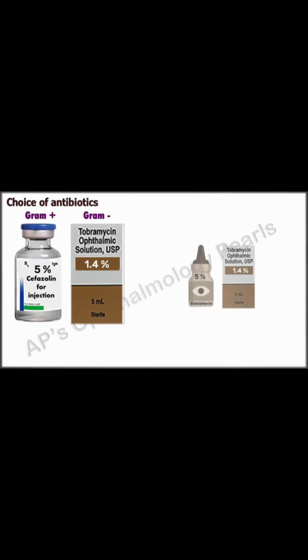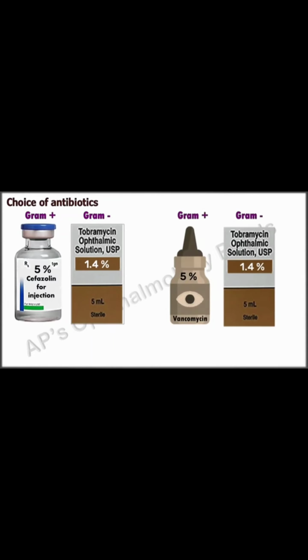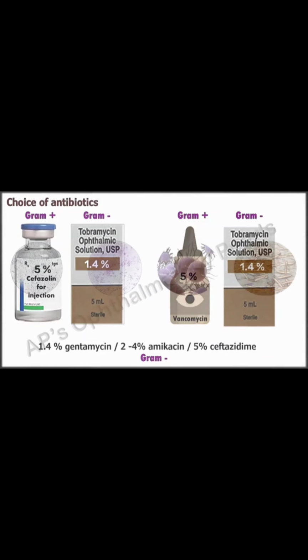Alternately, 5% vancomycin may be used for gram-positive organisms. However, unless specifically indicated, cefazolin is preferred as it is less toxic to the ocular surface. Alternately, for gram-negative organisms, 1.4% gentamicin, 2 to 4% amikacin or 5% ceftazidime may be used.